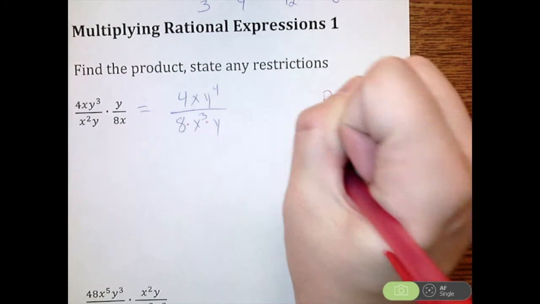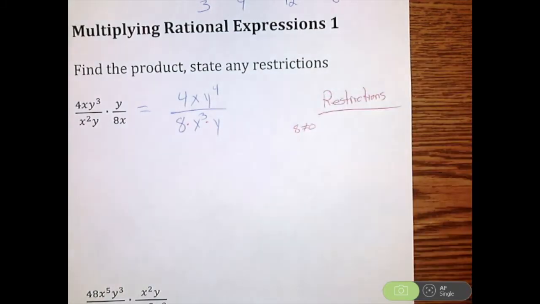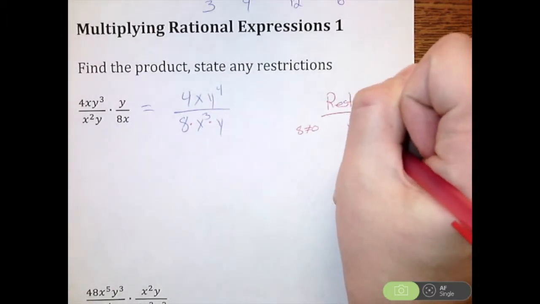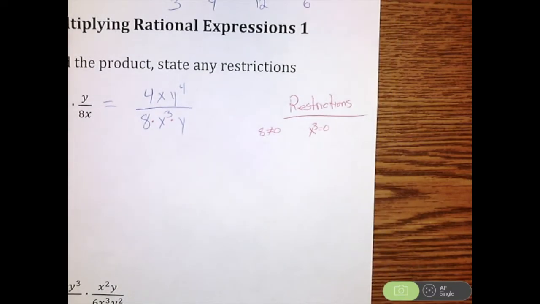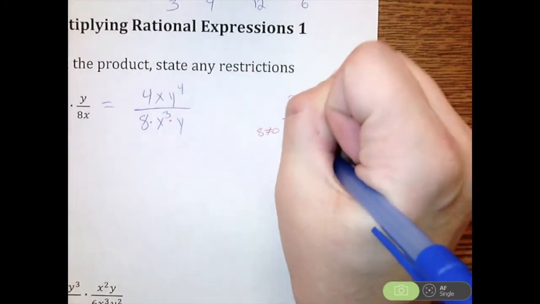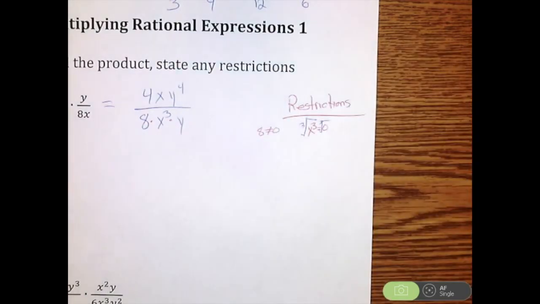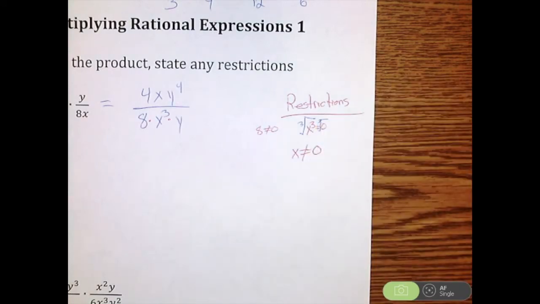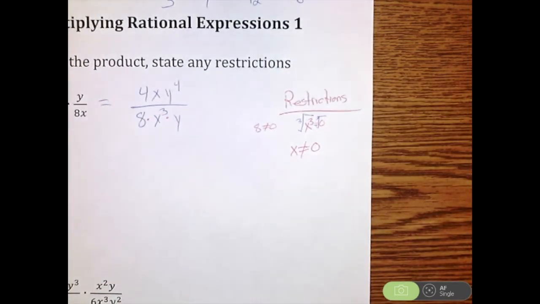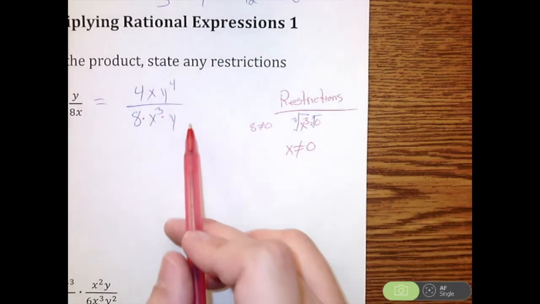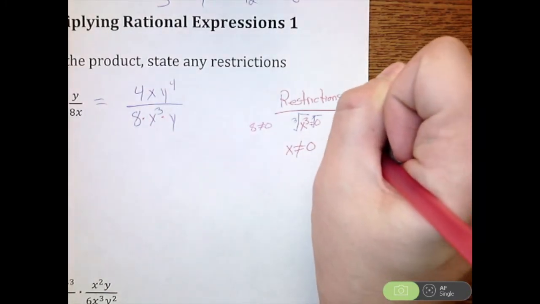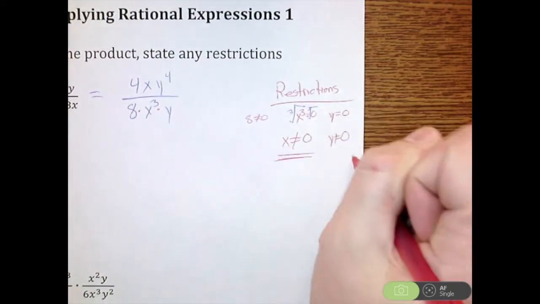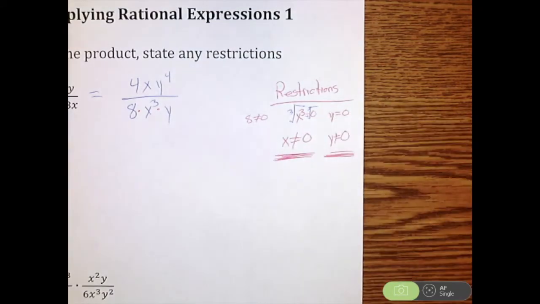So what you're really doing to check for restrictions is taking each factor and setting it equal to 0. So we have 8 equals 0, that's not going to do anything. X cubed is equal to 0. If you solve that, all you would do is take the cube root of both sides, and you find x equals 0. So one thing we want to avoid is x equal to 0. If we plugged in a 0 for x, we're going to get 0 in our denominator, which we do not want. The last piece, set y equal to 0 and solve. Well, y cannot be 0 then. So my restrictions are x cannot be 0 and y cannot be 0.